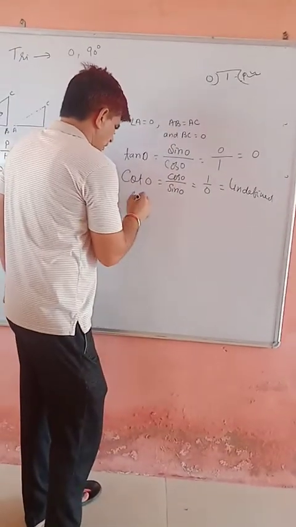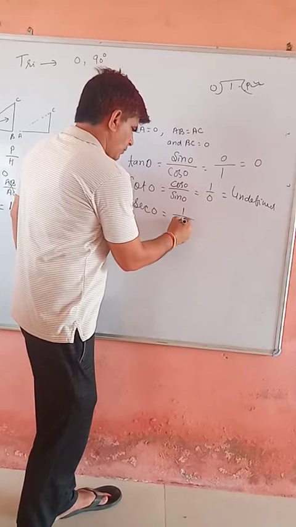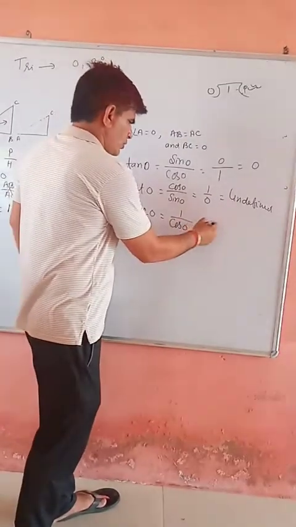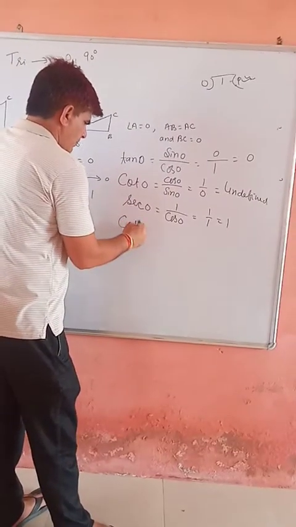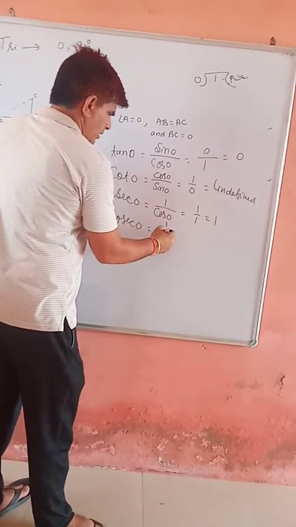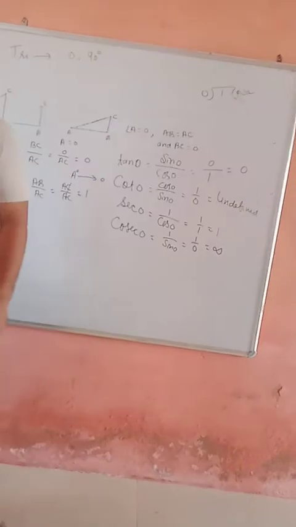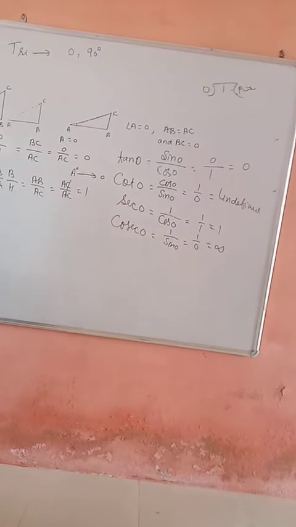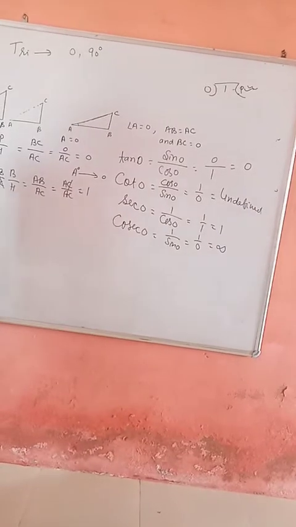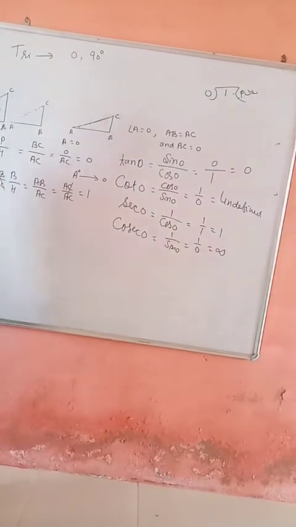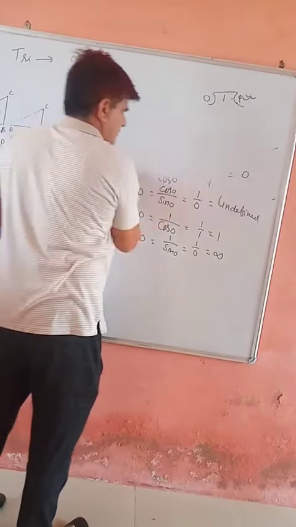Similarly, secant of 0. Secant is 1 by cos 0. Cos 0 is 1, so 1 by 1 is 1. Understood? Similarly, cosecant 0 is 1 by sine of 0, meaning 1 by 0, again undefined. These are the trigonometric ratios of 0 degree angle. Now I am telling about 90 degree. Erase this.